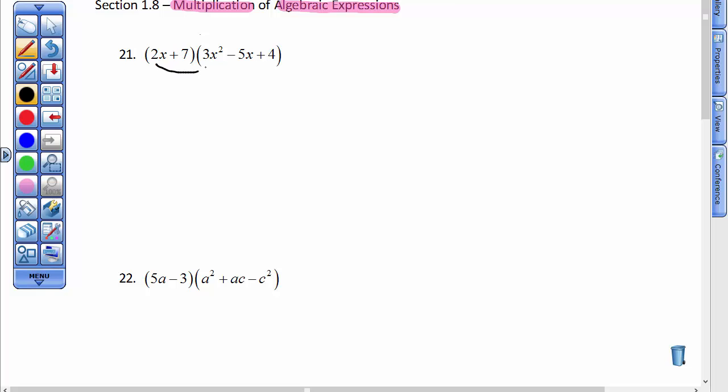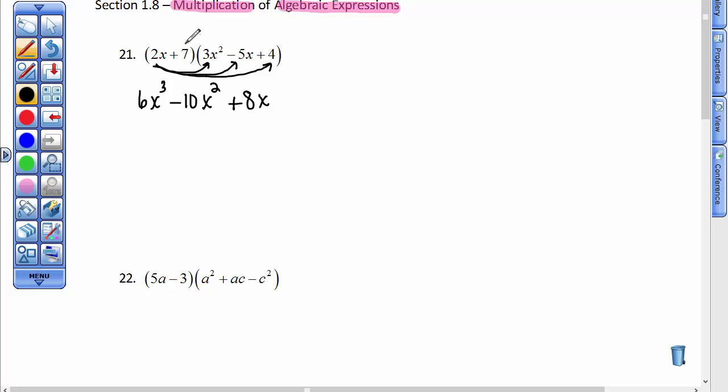So first of all, the 2x times the 3x squared is 6x to the third power. And 2x times a minus 5x is a minus 10x squared. Finally, 2x times 4 is 8x.